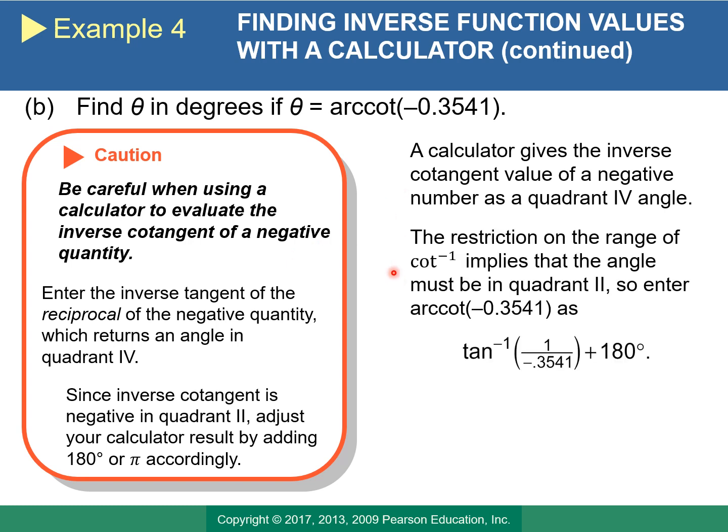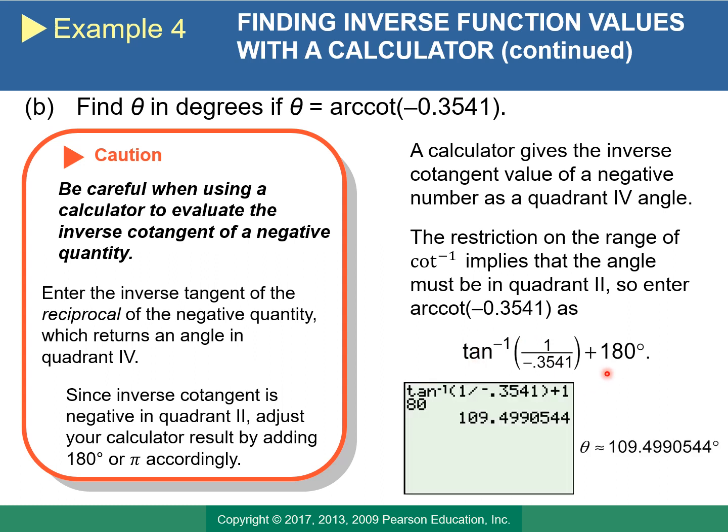Now the restriction on the range for cotangent inverse means that our answer needs to be in quadrant 2. So we use our tangent inverse button. We take the reciprocal of our input because we actually are interested in cotangent inverse, not tangent inverse. This answer would be in quadrant 4, so then we add 180 to get the correct answer, which is about 109.49 degrees.